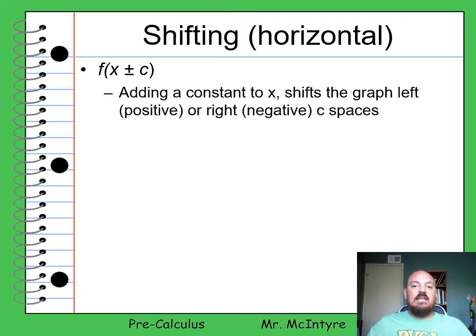So basically, by adding a constant to x, it shifts the graph horizontally. And remember what I mentioned earlier about how it's backwards. It's the opposite of what you'd expect. You'd think if I take x and I add 3, it moves 3 to the right because that's positive. It's actually the exact opposite. So if you add a number to x, it moves to the left. And if you subtract a number from x, it moves to the right.